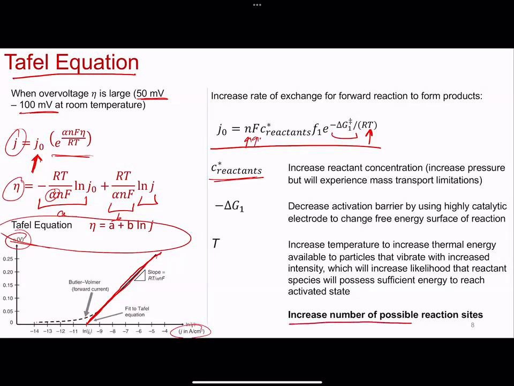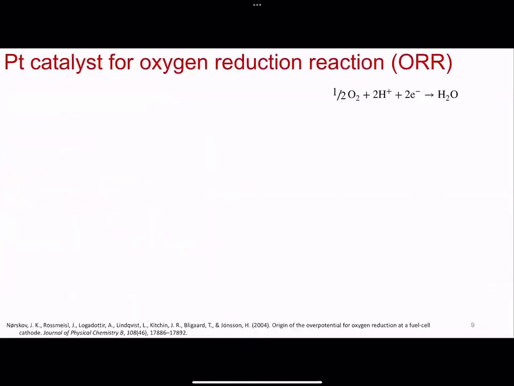And then you could also just increase the number of possible reaction sites. That's not listed in this equation, so it doesn't have a variable for that reason, it's just blank. And that's where catalyst material engineering comes in.